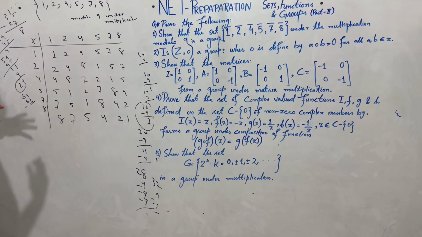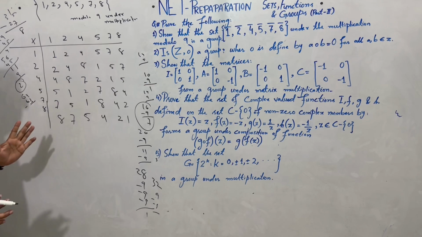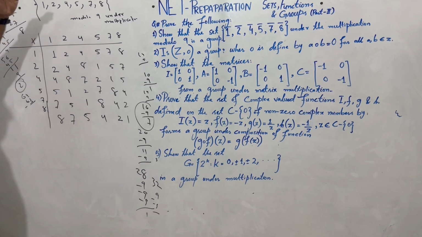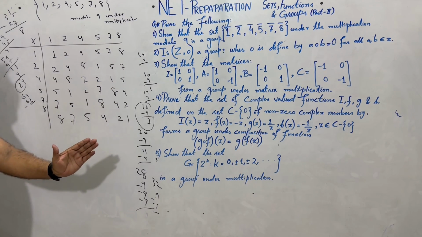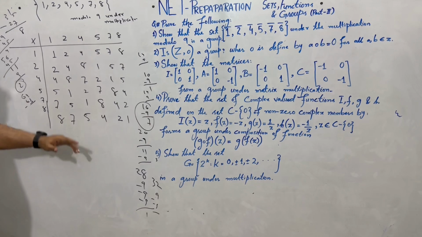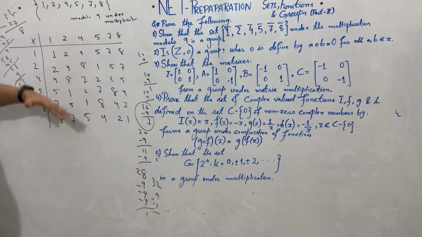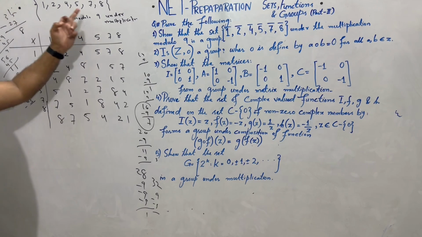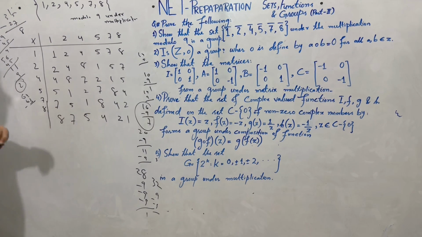Keep on multiplying ordinarily. Anything greater than 9, keep on subtracting 9 or a multiple of 9 till you get a number less than 9, and construct the table from these numbers. How? Here 1 is the identity. I can show you the inverse of each element.